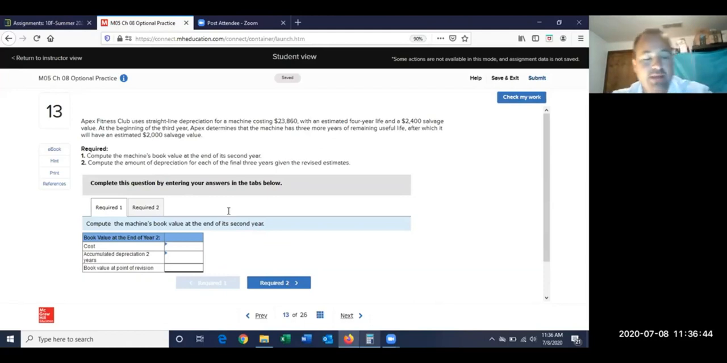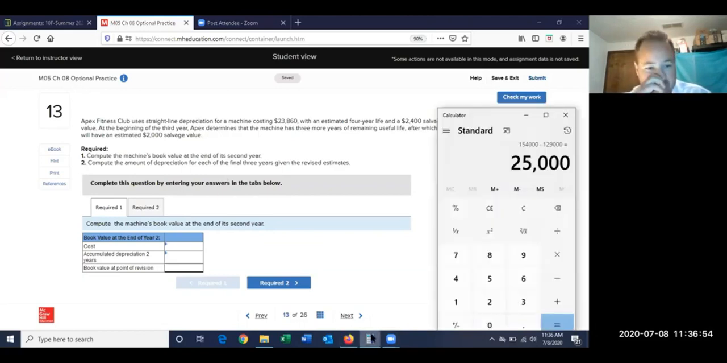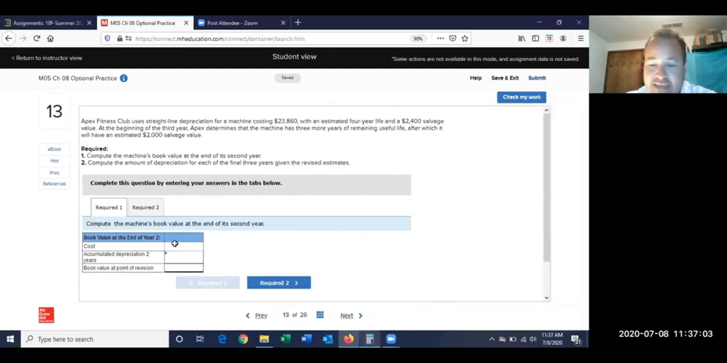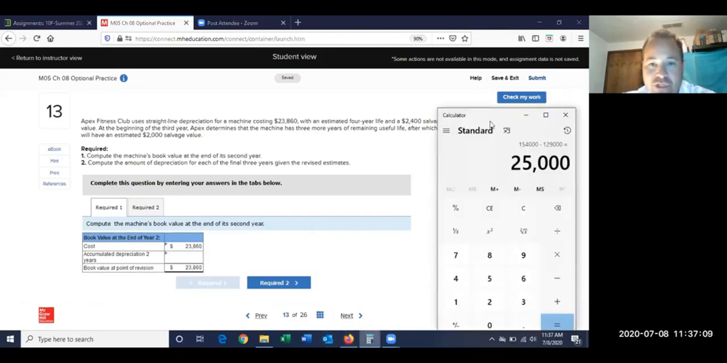So let's get the company up to date after it says here, compute the machine's book value at the end of the 2nd year. Well, all right, so we got to kind of do the steps off to the side because they just want to put the actual final amount here. So our cost of the asset is 23,860, but let's see how much we've depreciated.